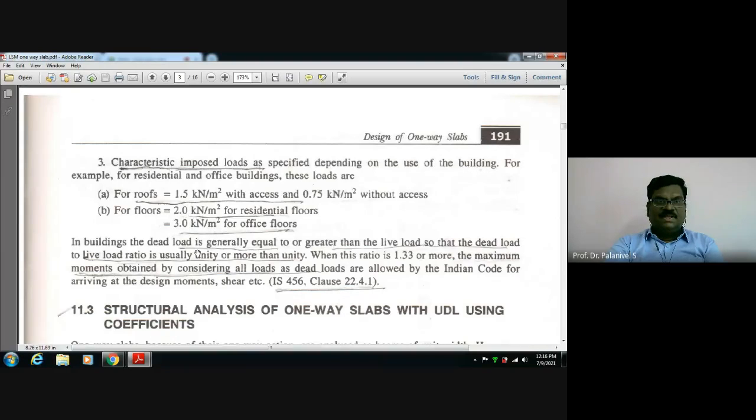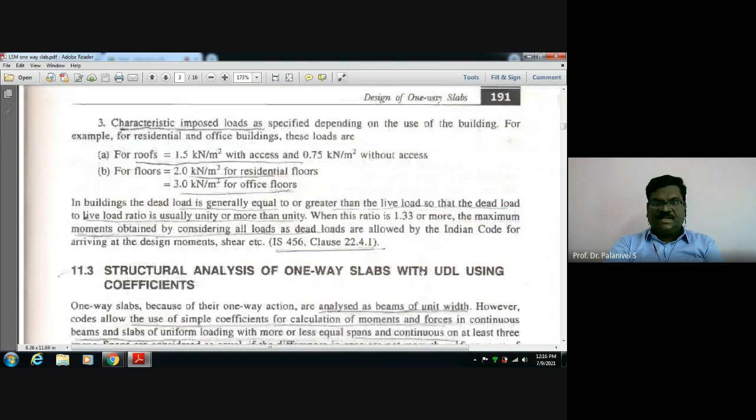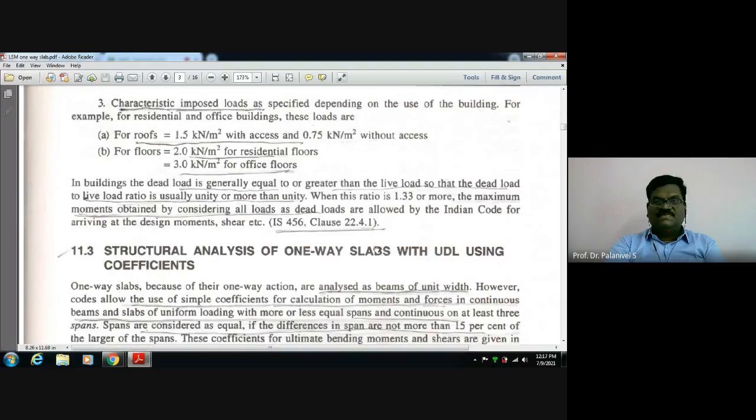Remember, in buildings the dead load is generally equal to or greater than the live load. The Indian code is used for arriving at design moments and shear. How to arrive at them is in IS 456 clause 22.4.1. We will see it later.